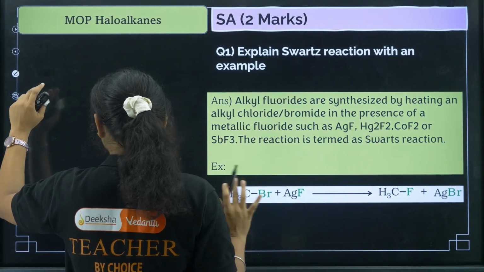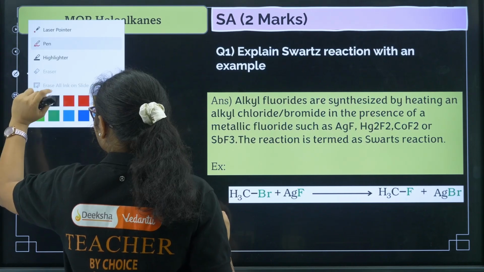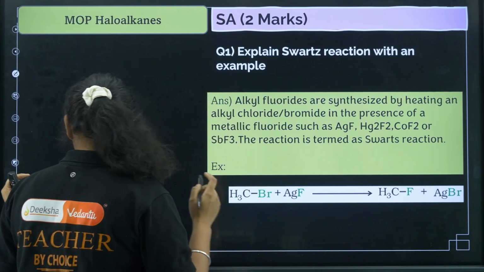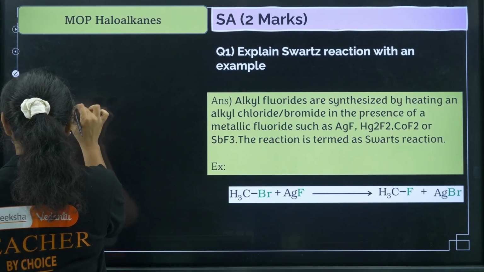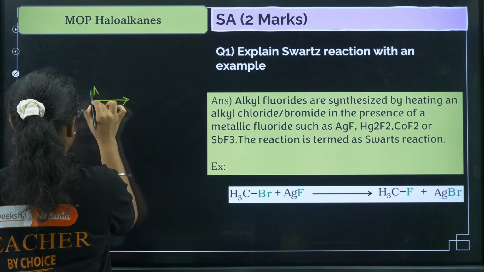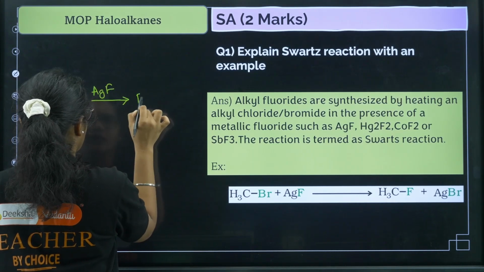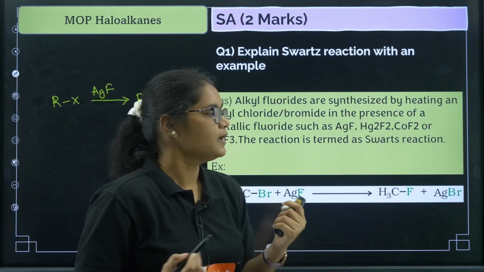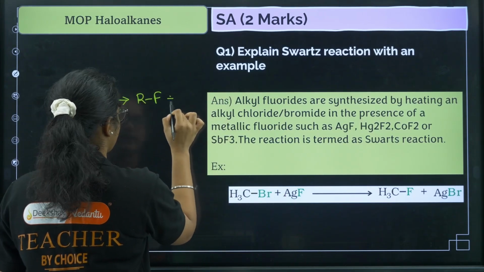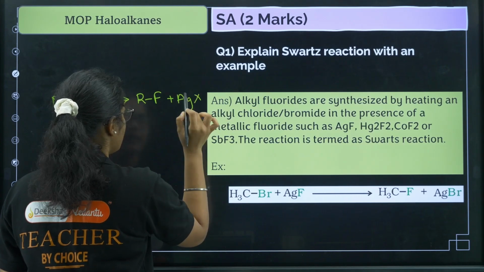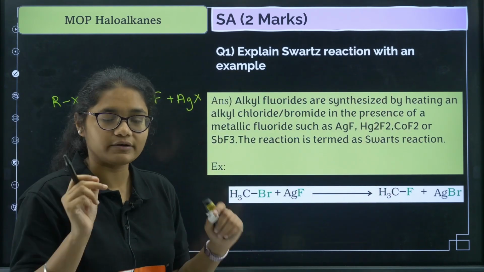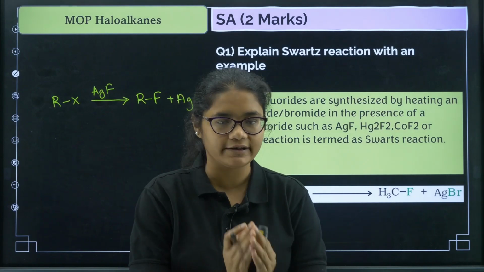I'll erase everything. Okay, one second. If you know the Swartz reaction, just remember the reaction. You take RX, you treat with AgF to get RF, plus AgX. This is the reaction. So now you do not have to frame such a big answer. You can write in very simple words. I'll write and show you.